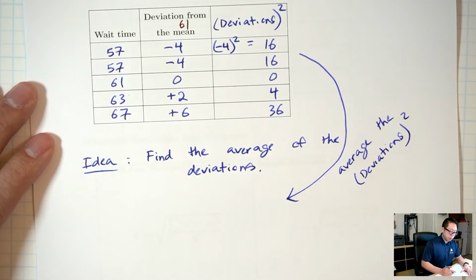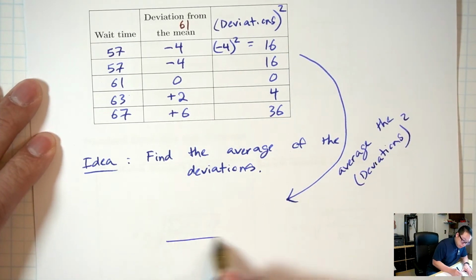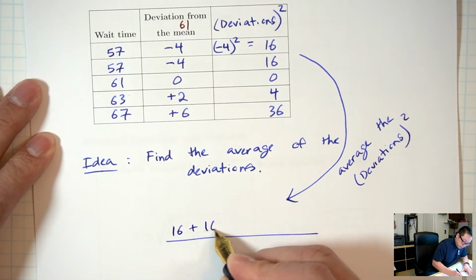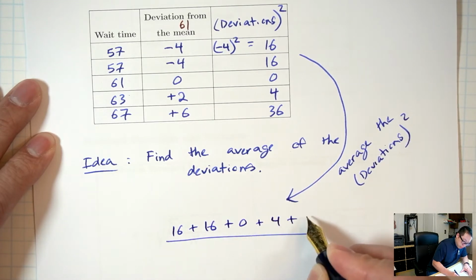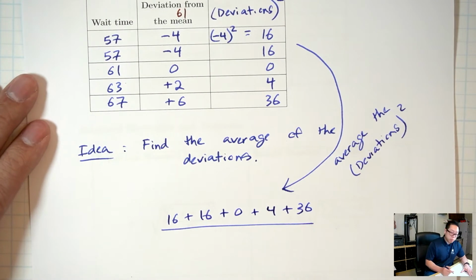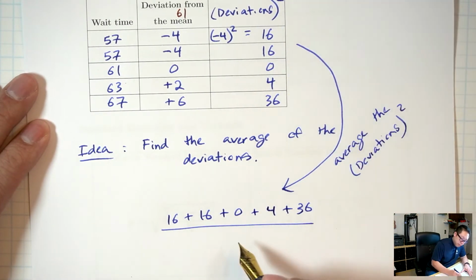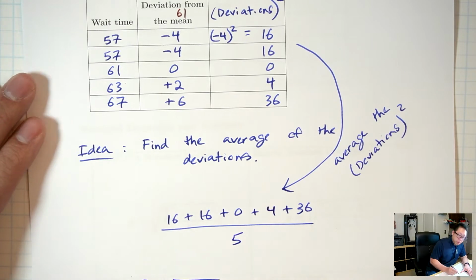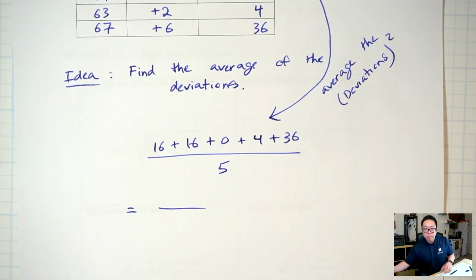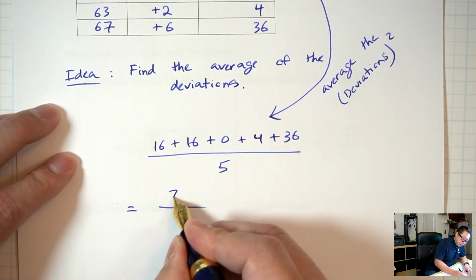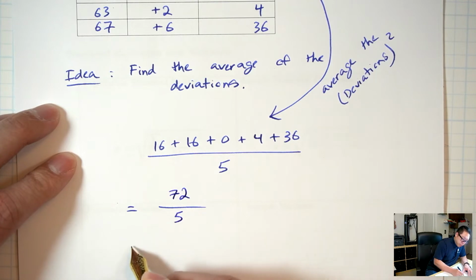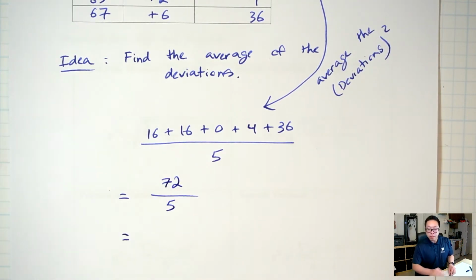Okay, so what does that mean? That means add these up, and then divide by 1, 2, 3, 4, 5. Okay, so let's see what we get. Up top, 16 plus 16 plus 0 plus 4 plus 36 is 72. And then 72 divided by 5 is 14.4.